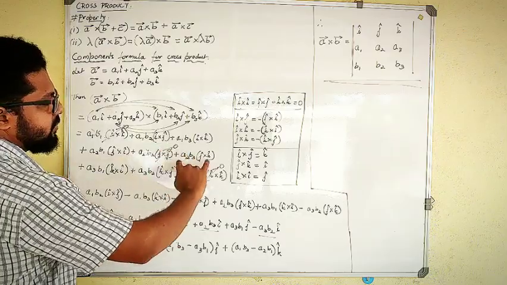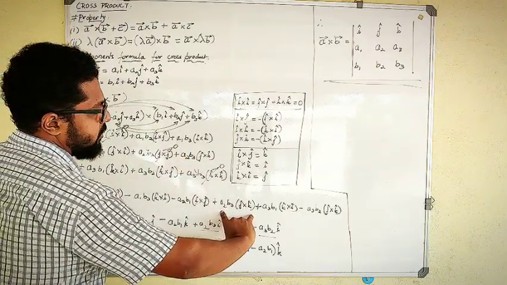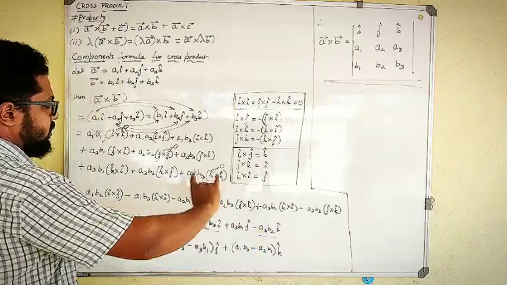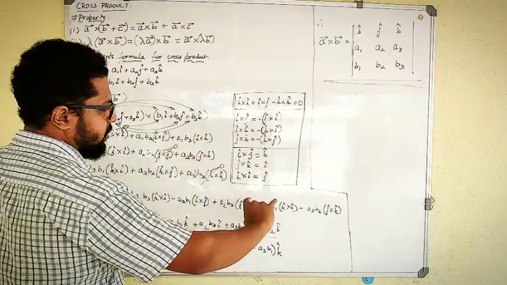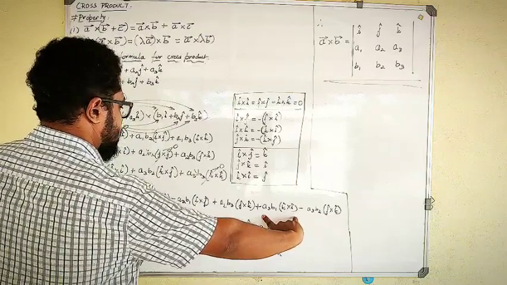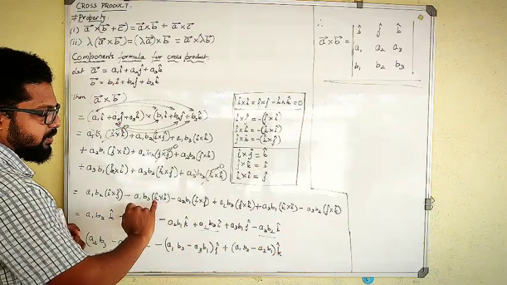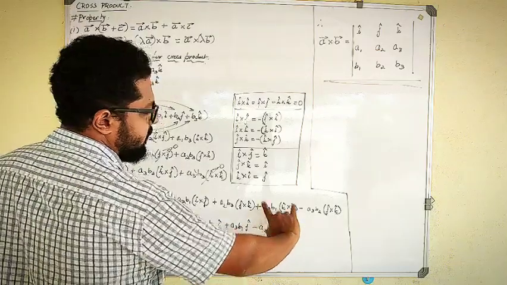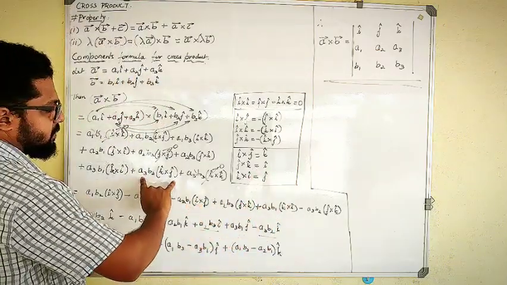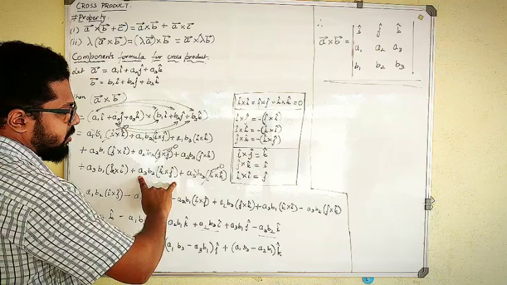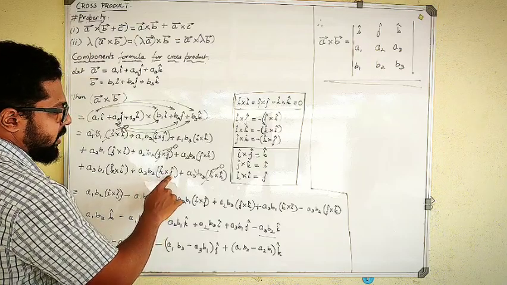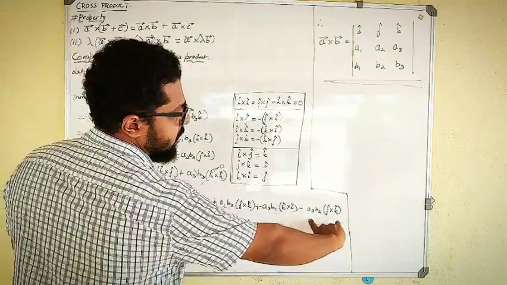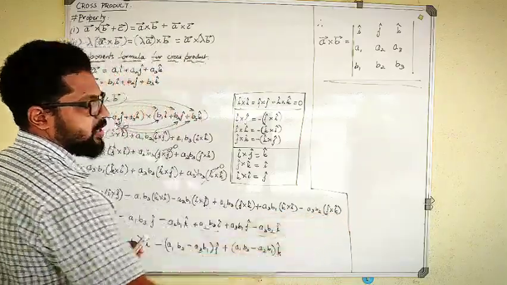Okay, then the next term is this one, A2 B3 here. A2 B3, J cross K. Then A3 B1, K cross I. Because K cross I here has already been changed in position, this one I'll keep as it is. Then the last one, this one, A3 B2, K cross J is there, but I need J cross K. So I will interchange its position and write it as minus A3 B2, J cross K.